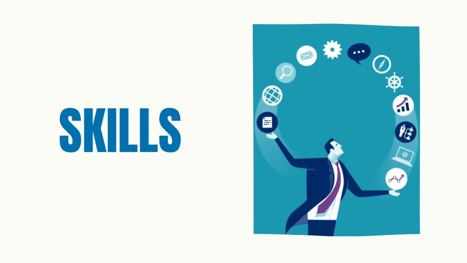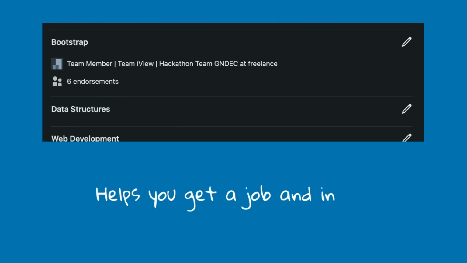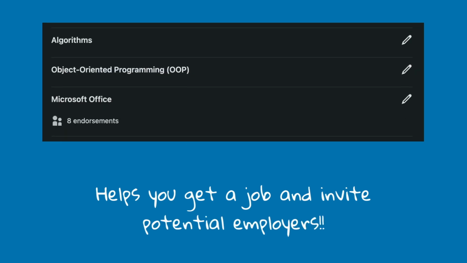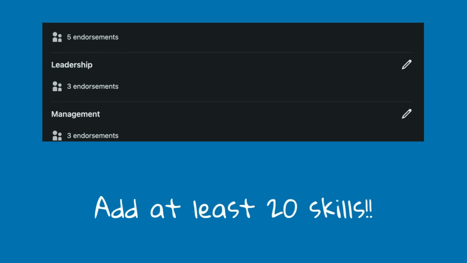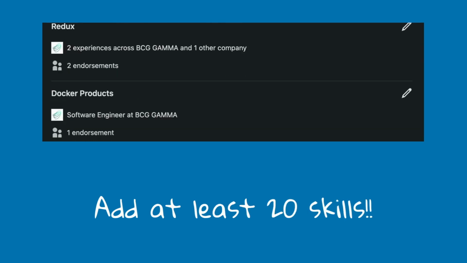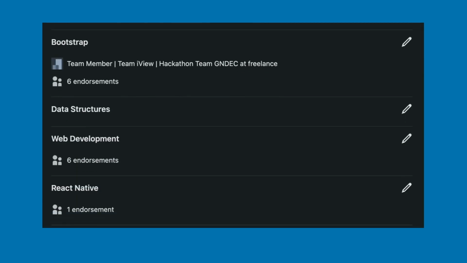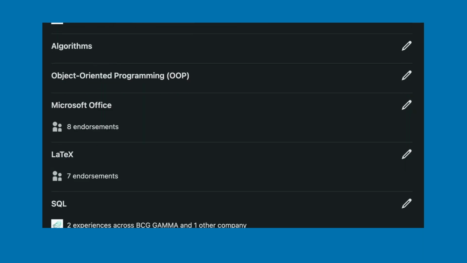The skills section in LinkedIn is an important section. Here you are asked to put your skills that can help you get a job and invite potential employers to visit your profile. I would suggest you take as many endorsements for it. At least 20 skills should be added in your profile. The skills can be professional or soft skills. Also try to take LinkedIn's skill assessment test to prove that you have a strong hold on the skills.